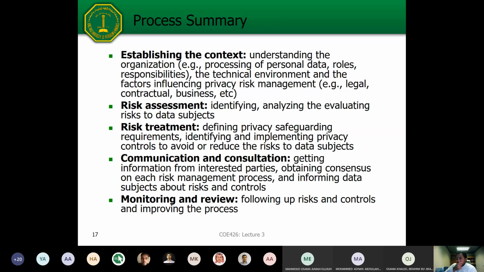There are two more steps that I skipped, but it's worthy to mention them here. Communication and consultation. Once you identify the risk and treat the risk, you have to communicate your findings with other companies. And also, if you have a risk that you don't know how to deal with, you consult other companies. So knowledge sharing is a really important concept in information security.